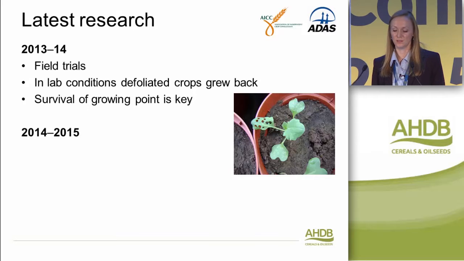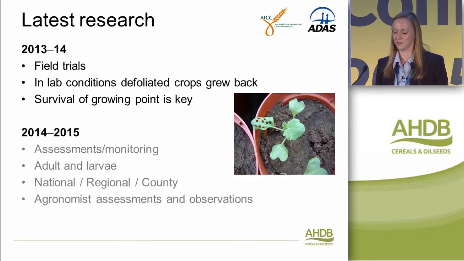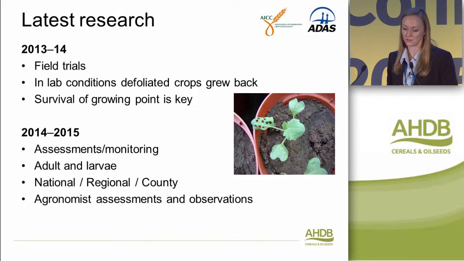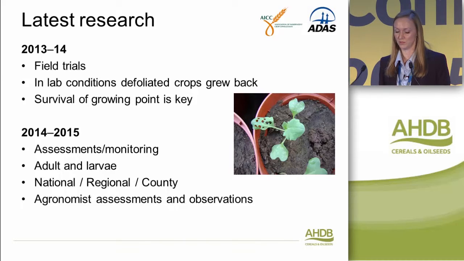Then what we've done in the autumn of 2014 and 15, so the last 2 years, we've had AICC agronomists look at and do monitoring of the crops throughout the country, and AHDB have gathered the information and seen the effects that the beetles have been causing, and then in some instances we've also gone back and looked at how the larvae have been damaging the crop. So this has been done on a national scale, and we're also able to assess it down to regional level and then also break it down further to county level.